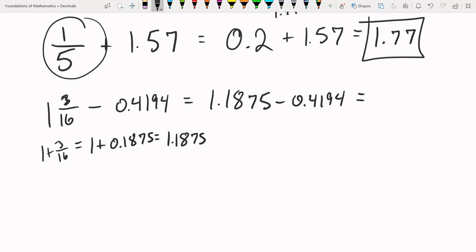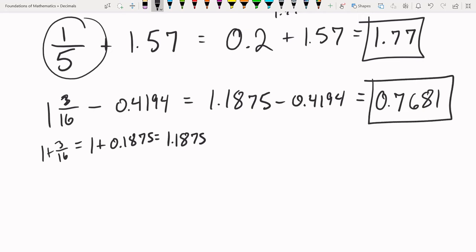0.4194 gives us 0.7681. 1 and 3/25 times 2.08. Again, let's get decimal numbers first.